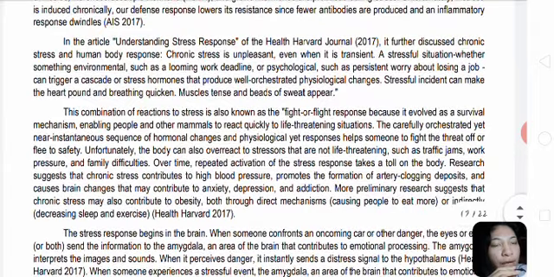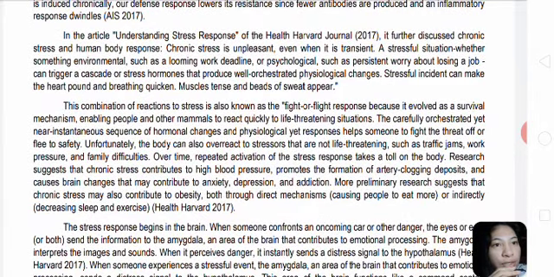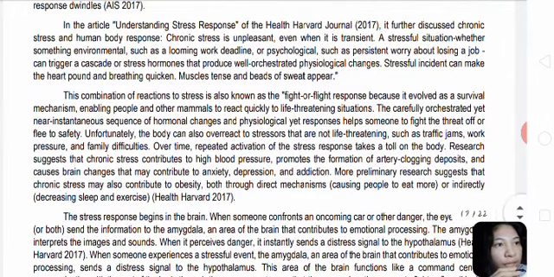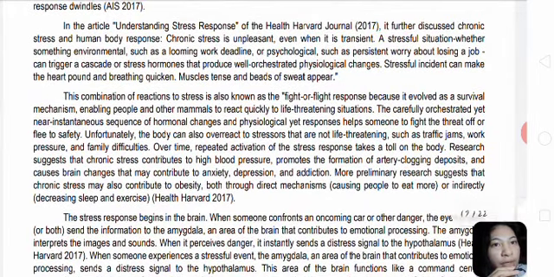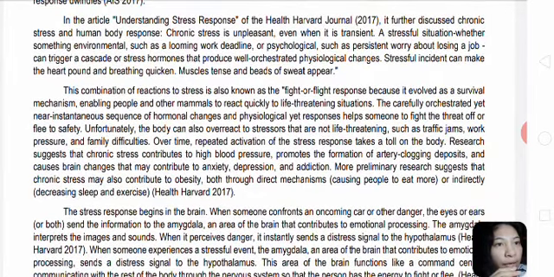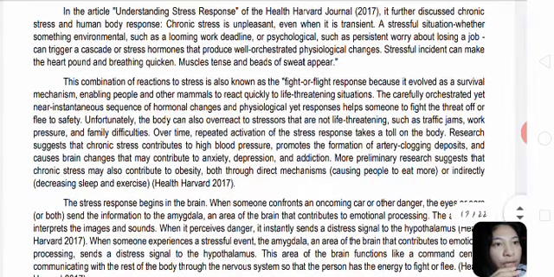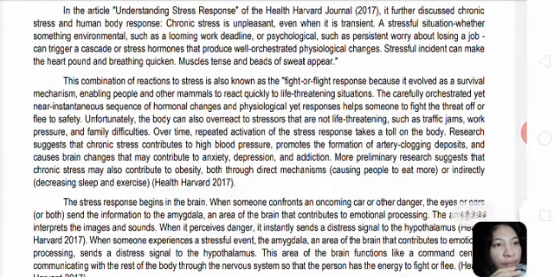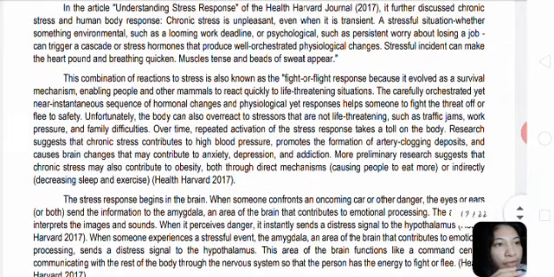This combination of reactions to stress is also known as the fight or flight response because it evolved as a survival mechanism, enabling people and other mammals to react quickly to life-threatening situations. The carefully orchestrated yet near instantaneous sequence of hormonal changes and physiological responses helps people to fight the threat or flee to safety.